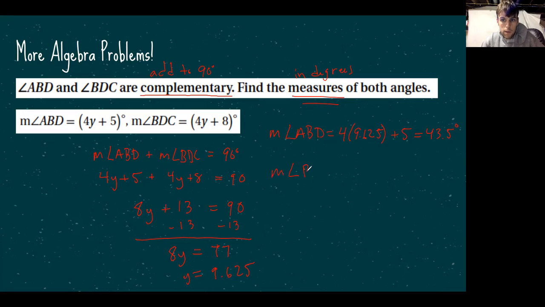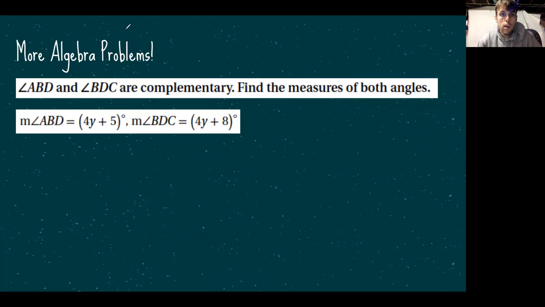And the second one, BDC, is 4 times 9.625 plus 8, which is 46.5. And so these are our two angle measures that we were looking for right there. And we could quickly check to make sure those do actually add up to 90, which they do. All right, and keep moving on here and doing some more examples of different types of problems involving these angle relationships. Feel free to pause and go back if you need to.